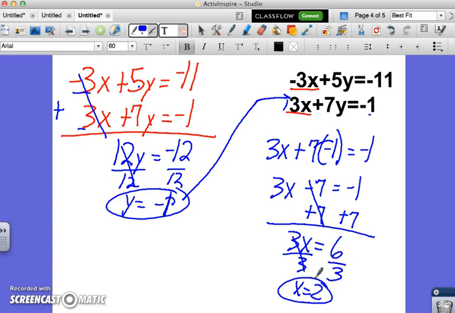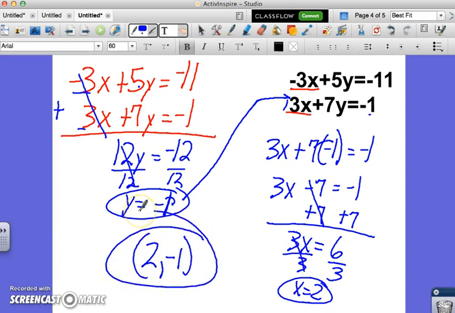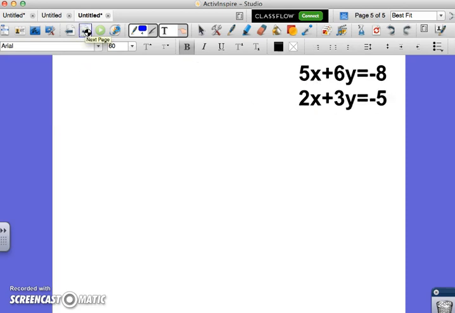So our solution, where do they intersect? That's at the point 2, negative 1. There we go. We solved it by elimination. So let's try one more.